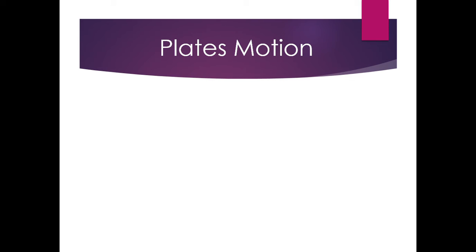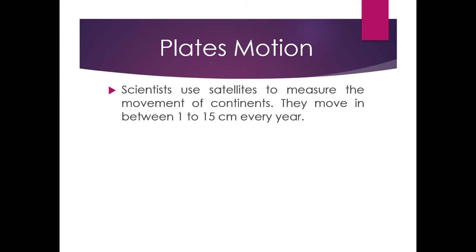Now we're going to talk about plate motion. So scientists use satellites to measure the movement of continents. They move in between 1 to 15 centimeters every year. So imagine, that's insane. Because they are moving, but they are moving super slowly. Imagine just 1 centimeter every year, and it's necessary that 365 days go by. And it is as fast as a fingernail grows. So people compare it to your fingernails because the process of growth is extremely slow.